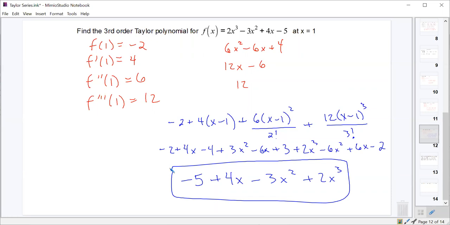And what do you think would happen if we did it at x equals 2 or x equals 1,000 or x equals any value a? We would end up with this exact same polynomial. As long as this order is the same as the degree of your polynomial, no matter what value you center it at, when you expand it out, you will get the exact same polynomial, right?